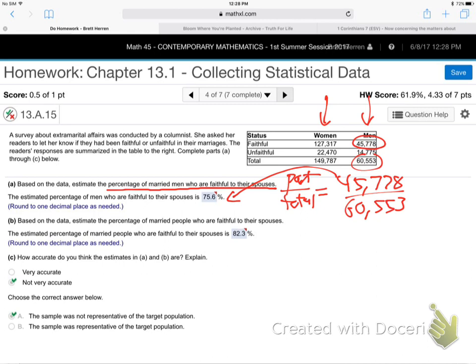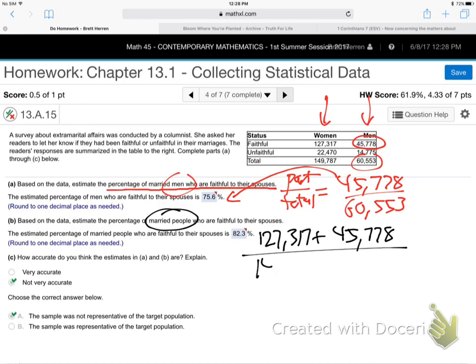Is that good? And so then the next part, estimate the percentage of married people. So the first part A was men, and then part B is people in general. For that, you got to add men and women, don't you? So you got to have the faithful women, 127,317, plus the faithful men, 45,778, over the total altogether, which is 149,787 plus 60,553. And then divide that on your calculator. And then I guess you'll get the 82.3%. Is that good? Because they're talking people, so you got to add men and women in those cases, right? Men and women faithful over men and women total. Right? We good?